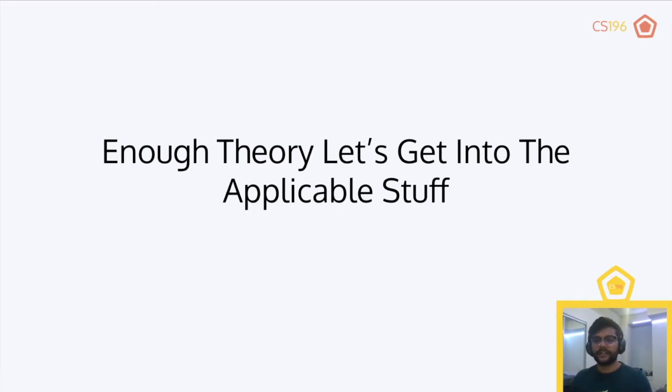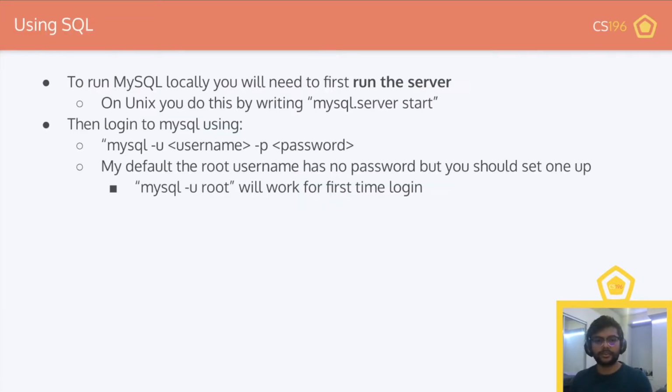So enough of the theory, let's get right into the nitty-gritty applicable stuff. To run MySQL locally, you'll need to first run the server. On Unix, you do this by writing mysql.server start, and then you log in to MySQL by running this command in bash. You write mysql -u username and then your password. If you're opening it up the first time, root won't have a password, so you can just do mysql -u root, and then you can set a password for it and create more users and stuff.